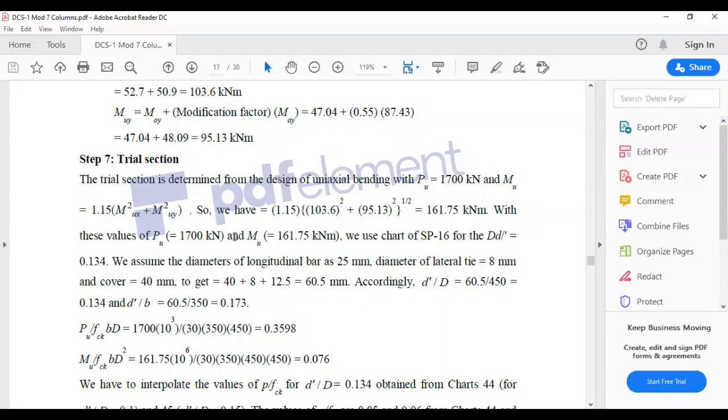With the value of Pu as 1700 kilonewton and Mu as 161.75 kilonewton meter, we will use chart of SP16 for this ratio, D dash by D ratio, and it comes out to be 0.134.